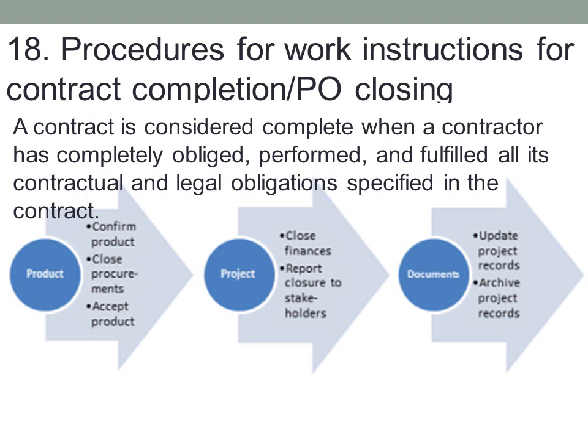The last SOP in this series is procedures for work instructions, for contract completion and PO closing. A contract is considered complete when a contractor has completely obliged, performed and fulfilled all his contractual and legal obligations specified in the contract. So this was the last SOP in the purchasing procurement process.